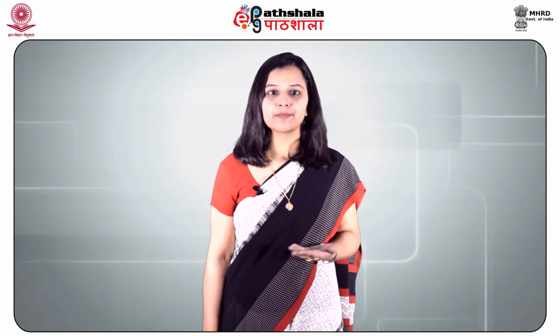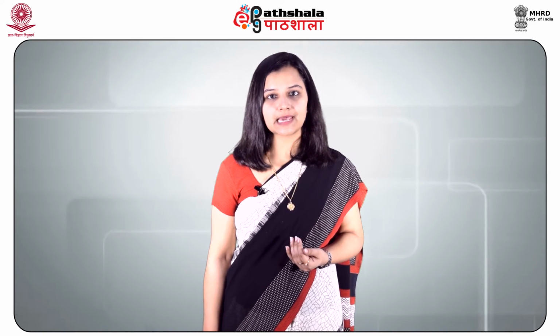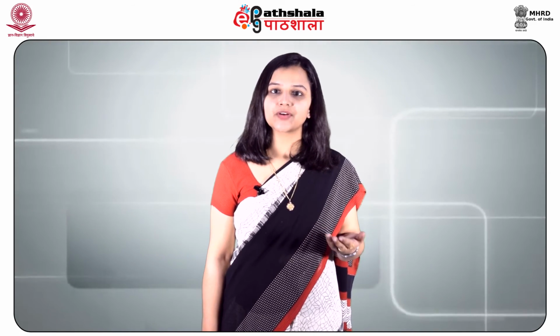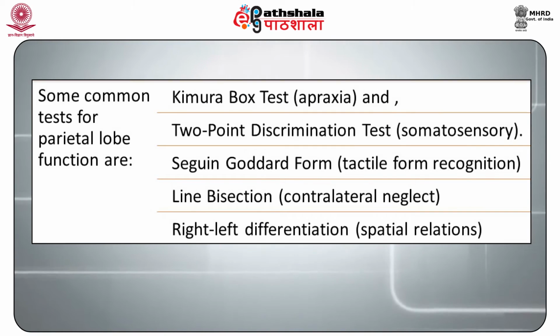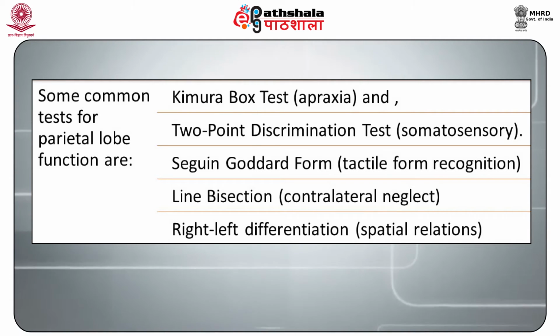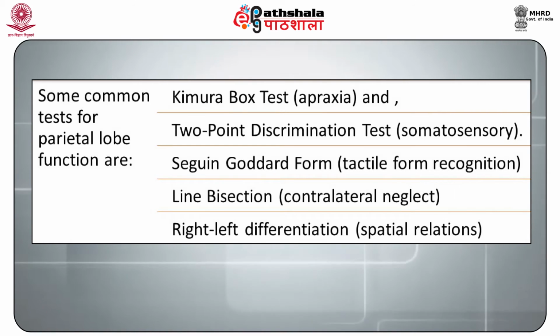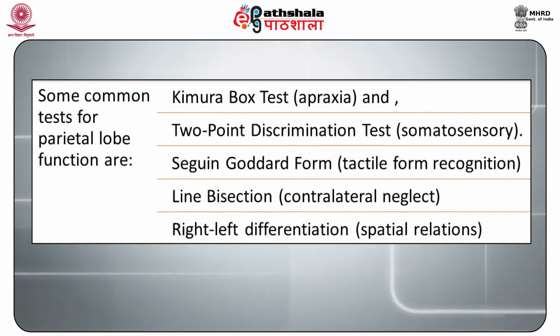Spatial deficits, primarily to memory and personality, can occur if there is damage to the area between the parietal and temporal lobes. Some common tests for parietal lobe functions are Kimura box test for apraxia and 2-point discrimination test, that is somatosensory, Seguin-Goddard form for tactile form recognition, line bisection for contralateral neglect, right-left differentiation for spatial relations.